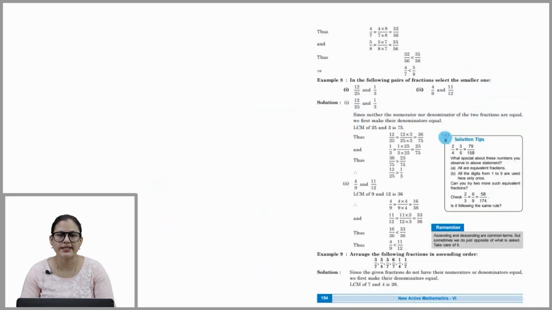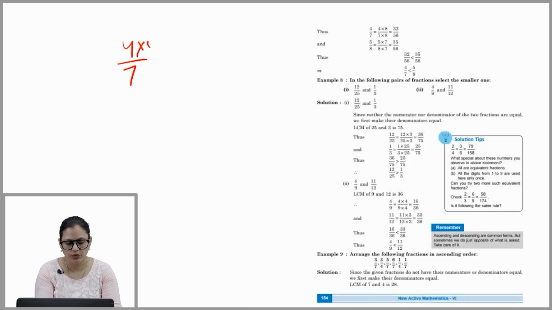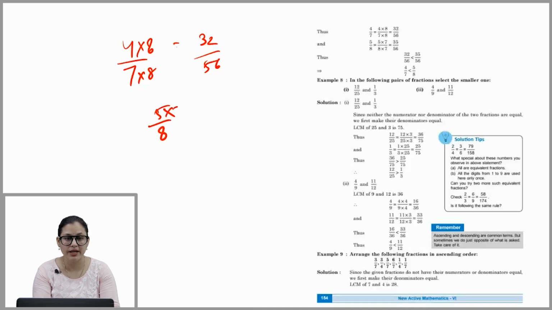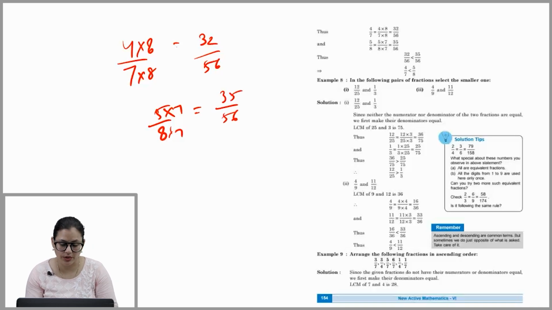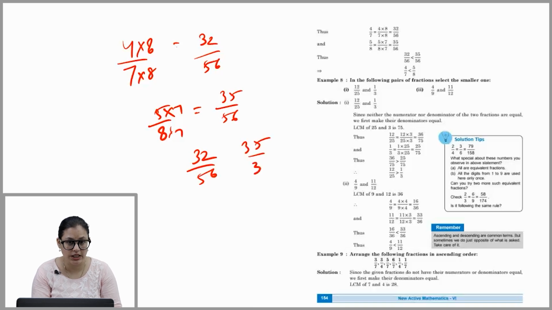Thus, 4 by 7 is equal to what? You will multiply it by 8, so you will get 32 by 56. Similarly, 5 by 8, what will you do? You will multiply it by 7. So, you will get 35 by 56. Now, both the denominators are equal. Now, you can easily compare 32 by 56 or 35 by 56. Which one is greater? 35 by 56. That is, 5 by 8 is greater than 4 by 7.